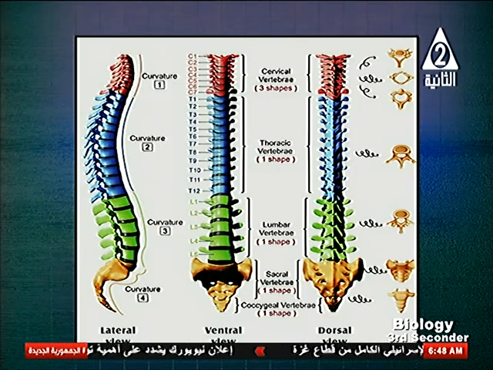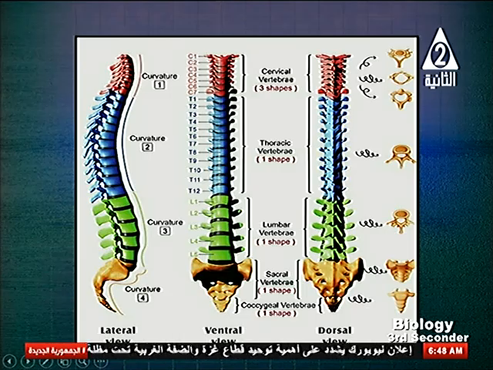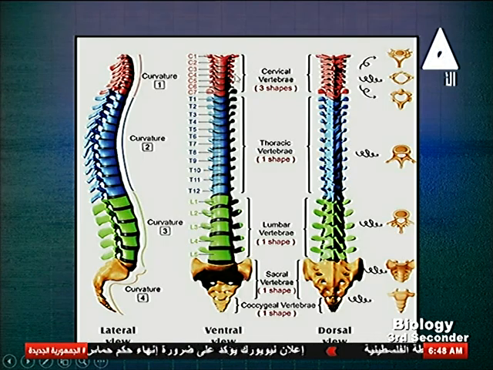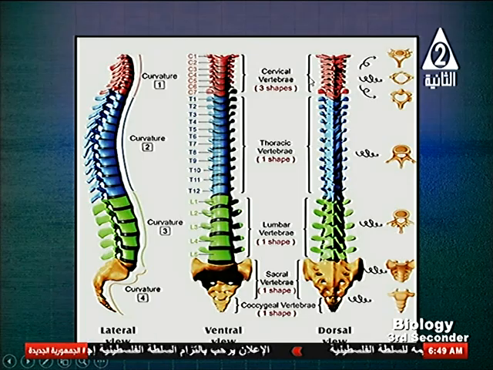Now let's study again the structure of the vertebral column. The vertebral column has 4 curvatures, as we see in the video. It consists of 5 regions, 5 groups. Number 1 is the cervical vertebra, which consists of 7 vertebra arranged from number 1 to number 7. C1 equals V1, C meaning cervical vertebra, V1 equals vertebra number 1. So C1 equals V1, C7 equals V7.